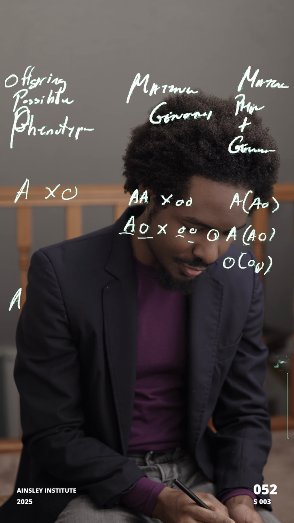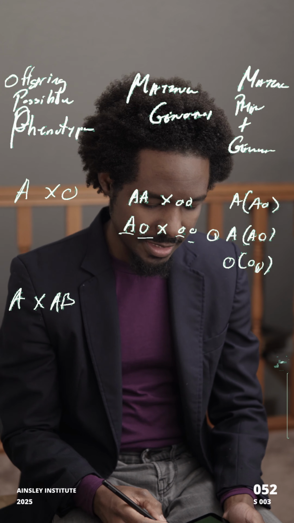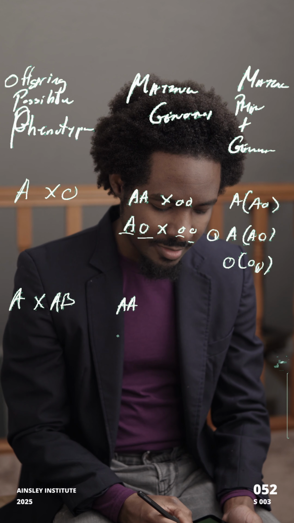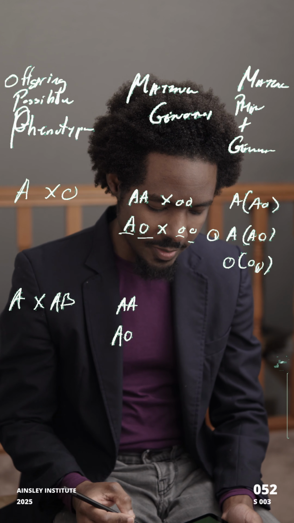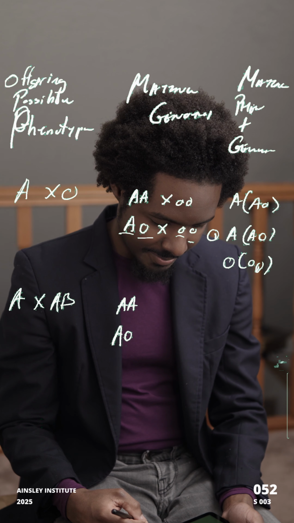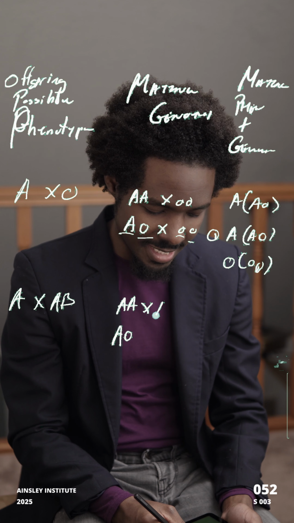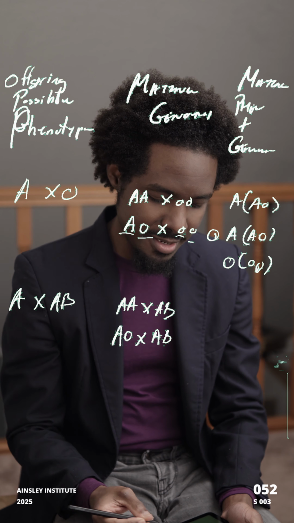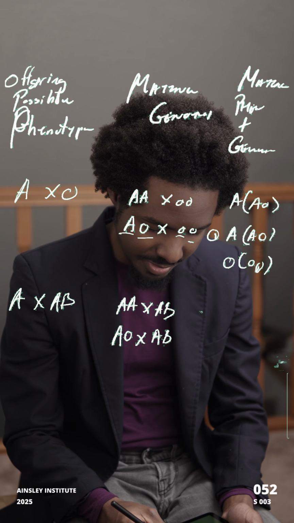Next, let us try a person who is A and they mated with an AB person. So in order to be A, we know you can be AA. In order to be A, you can be AO. All right, so those two give us A. Now, in order to be AB, all you can have is A and B. So based on this, we're going to deduce what are the possibilities.